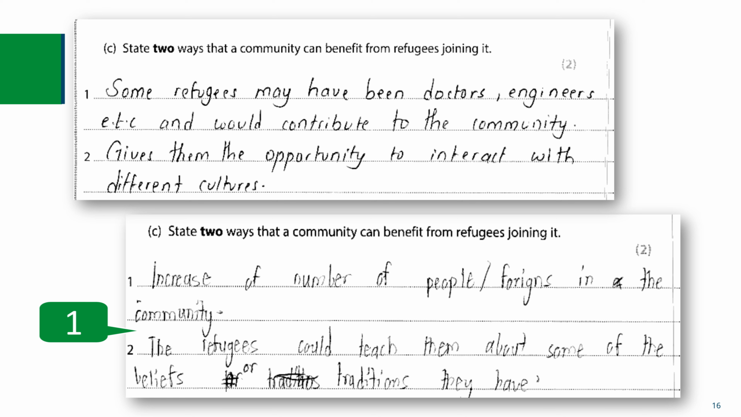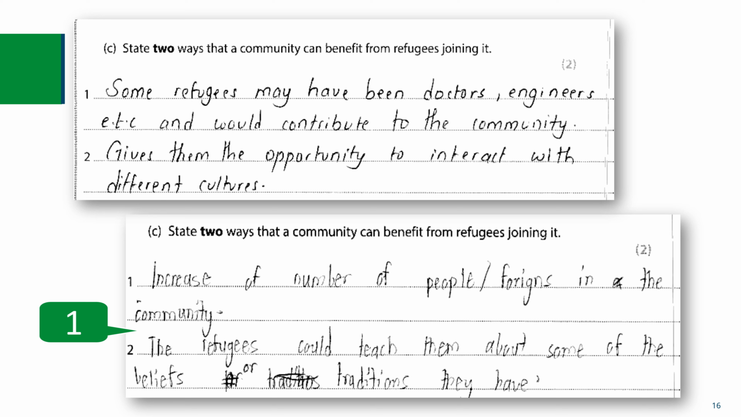The second idea, in contrast, was awarded a mark. It does appear on our marking scheme, the idea of sharing of culture, seen in a positive way. The refugee could teach them about some of the beliefs or traditions that they have. This positive idea was given 1 mark.